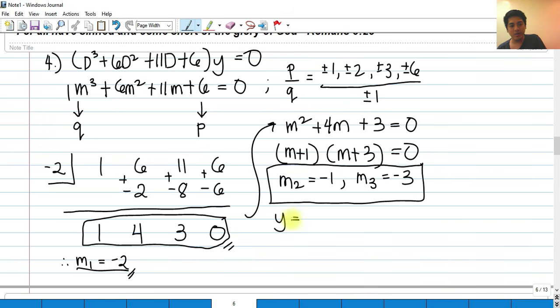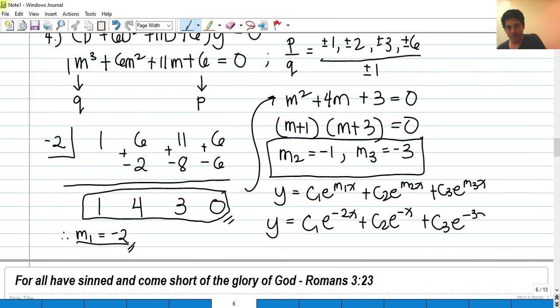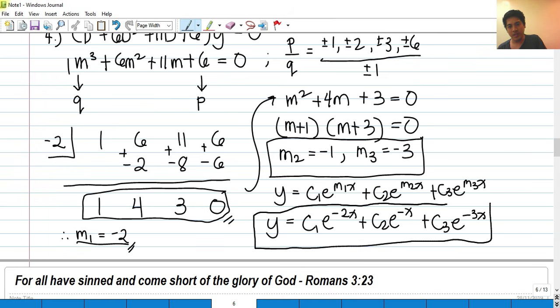We are ready to write the solution to this differential equation: c sub 1 e raised to m sub 1x plus c sub 2 e raised to m sub 2x plus c sub 3 e raised to m sub 3x. So we have y is equals to c sub 1 e raised to negative 2x, plus c sub 2 e raised to negative x, plus c sub 3 e raised to negative 3x. This is the solution for our homogeneous linear differential equation with constant coefficients.